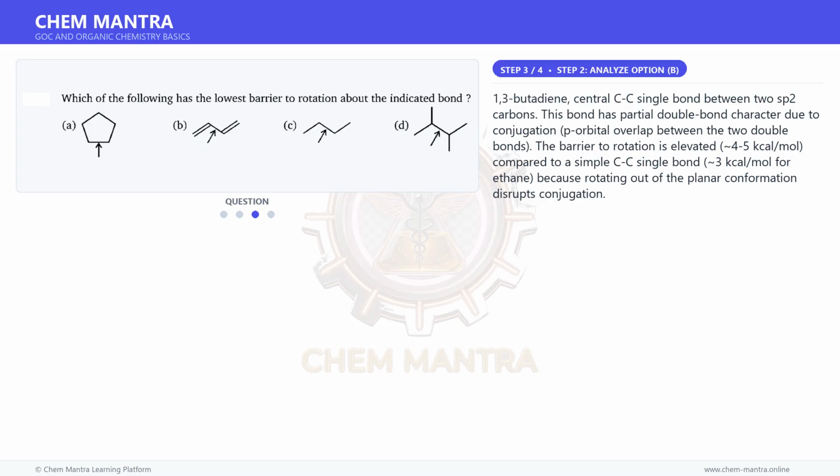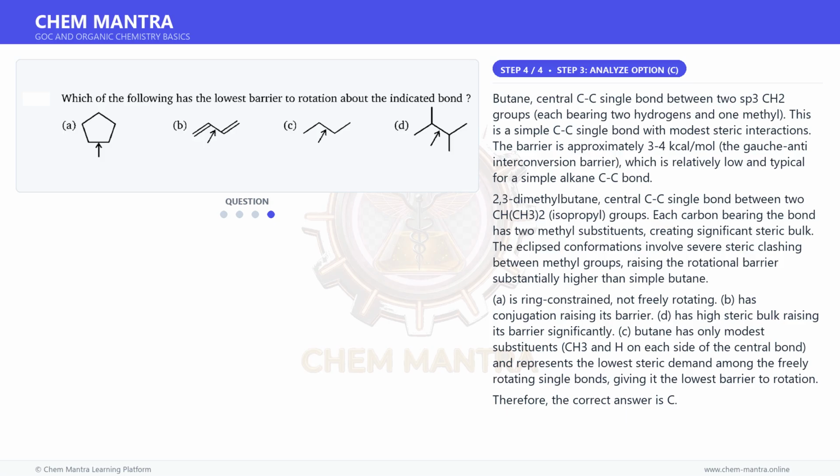1,3-butadiene, central C-C single bond between two sp2 carbons. This bond has partial double bond character due to conjugation, p-orbital overlap between the two double bonds. The barrier to rotation is elevated, approximately 4-5 kcal/mol, compared to a simple C-C single bond, approximately 3 kcal/mol for ethane, because rotating out of the planar conformation disrupts conjugation. And for the final step.